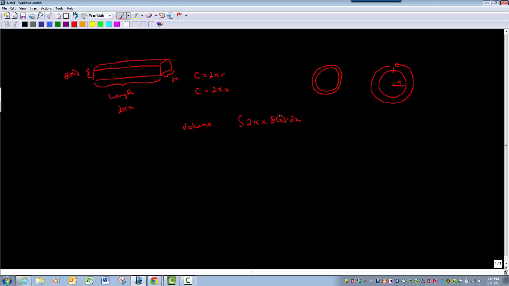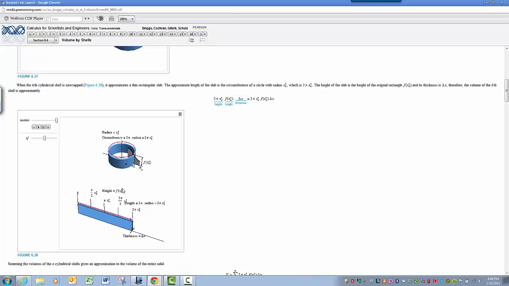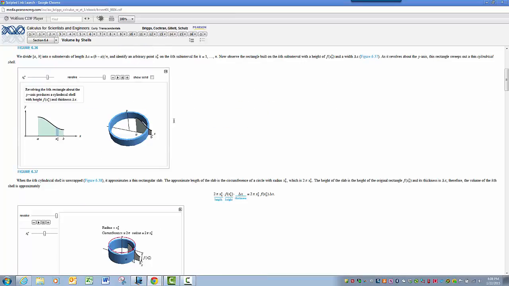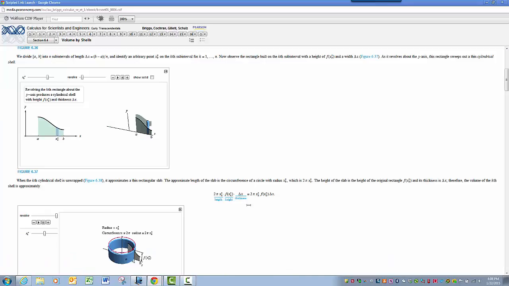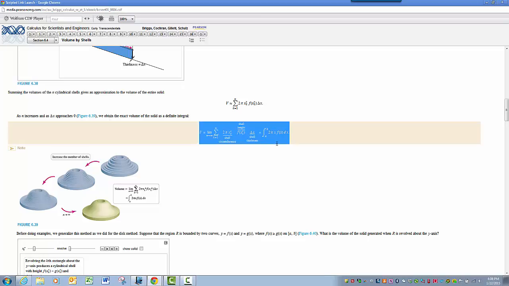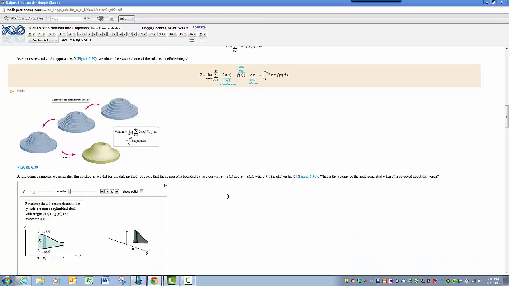And if we add those up from where we want to start, okay, so let's go back here. If we're starting at A and going to B for our x values, then that means that we need to go from A to B here, just like that. So what you'll notice is that when you go down here in the book, that's where this right here comes from. Okay, so that's the explanation.